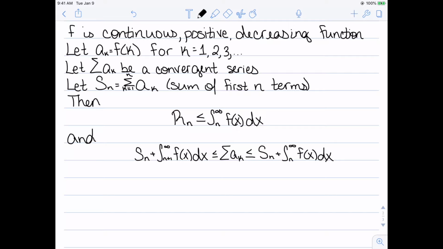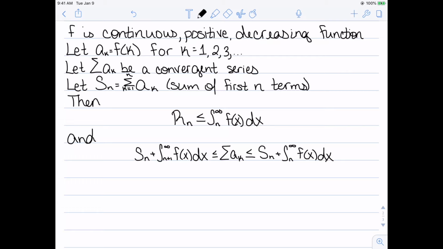I can also bound the exact value of the series. If I take the first n terms plus the integral from n plus 1 to infinity of f of x, that is less than or equal to the actual value of the series. And the actual value of the series is less than or equal to the sum of the first n terms plus this integral from n to infinity. So I am able to get this bound for the exact value of the series. I may not be able to figure out exactly what it is, but I do have an upper and lower bound.